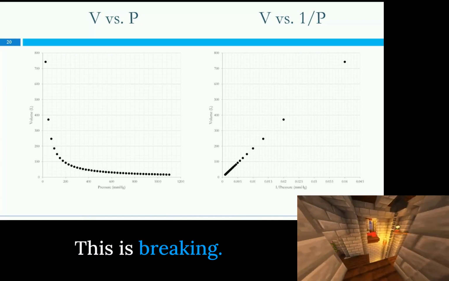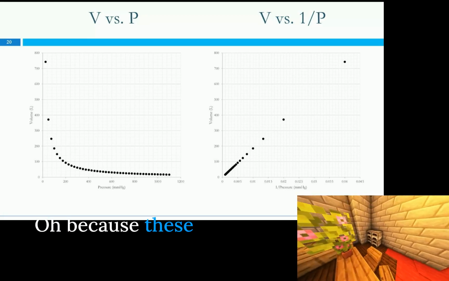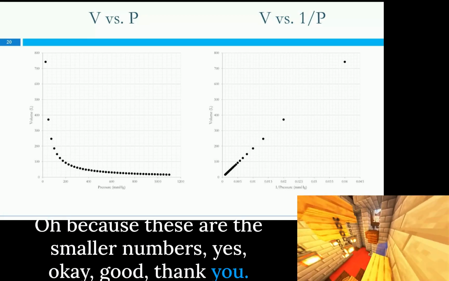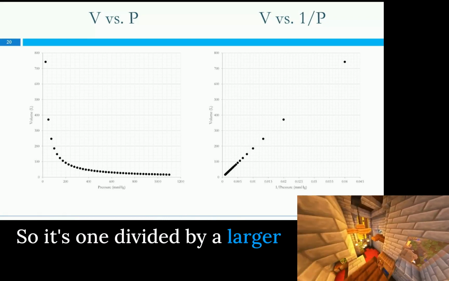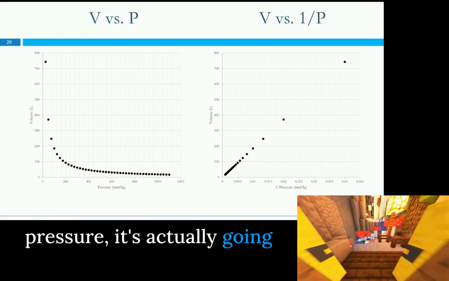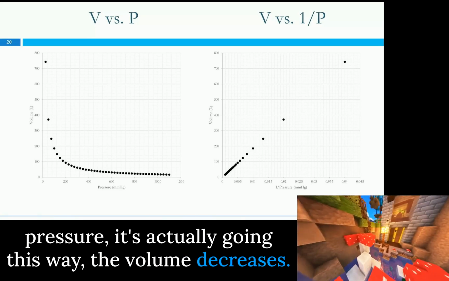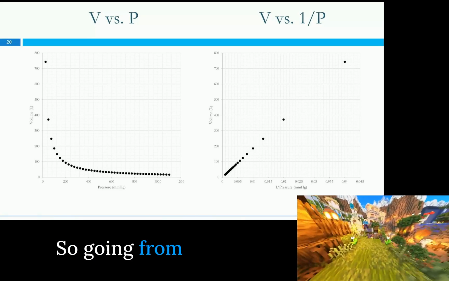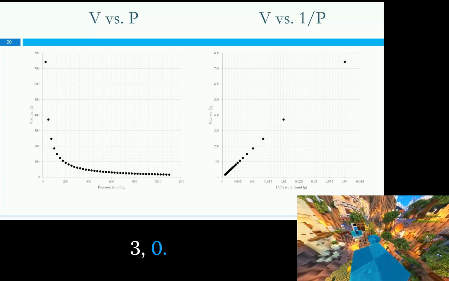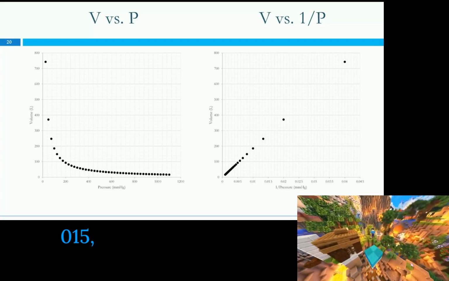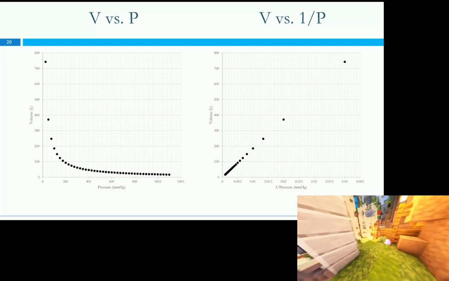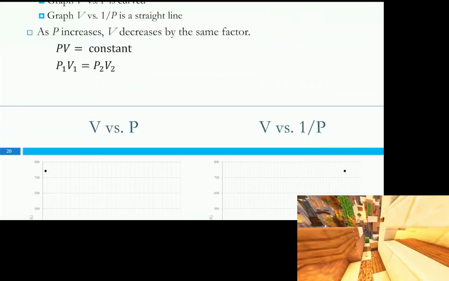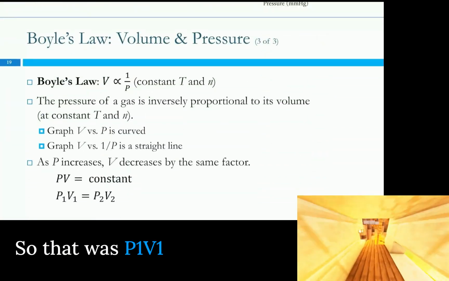This is breaking. Oh, because these are the smaller numbers. Yes, okay, good, thank you. These are the higher pressures because this is the smaller number, so it's 1 divided by a larger number. So as we increase the pressure, it's actually going this way, the volume decreases. So going from like 0.03 down to 0.015, that should cut the volume in half. So that was P1V1 equals P2V2.